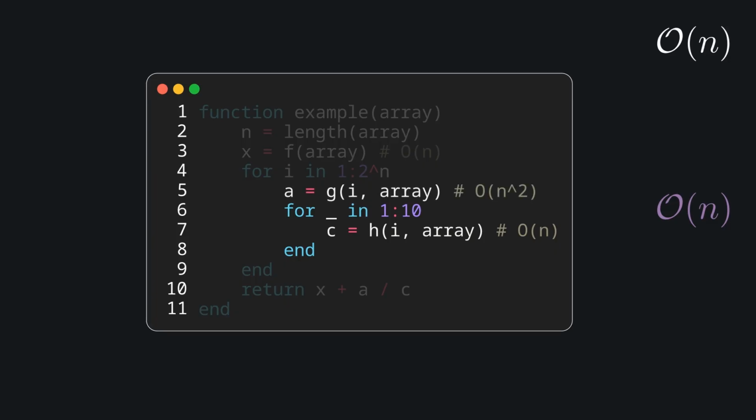We can look up to the previous line and see that this line has a complexity of O of n squared. We can combine O of n squared with O of n to get a total complexity of O of n squared, and that's because the O of n linear term is dominated by the n squared quadratic term. Finally, we'll move up to the outer for loop.